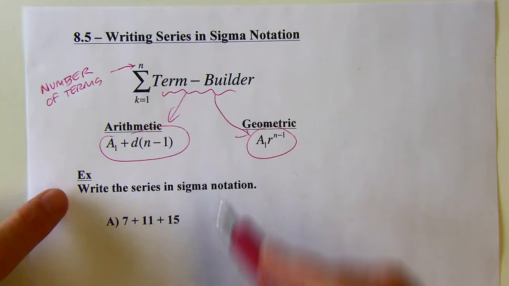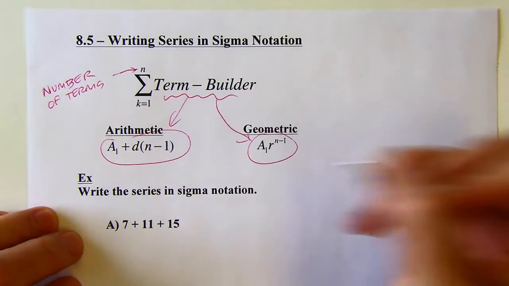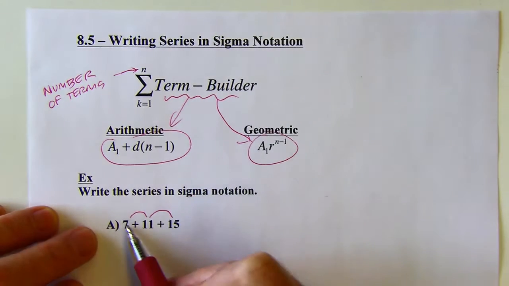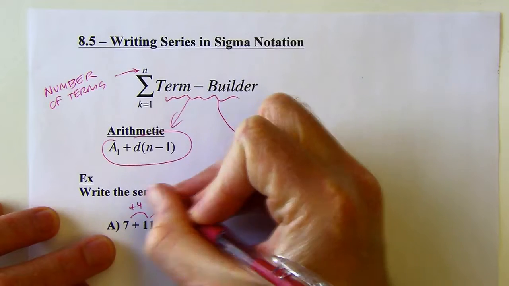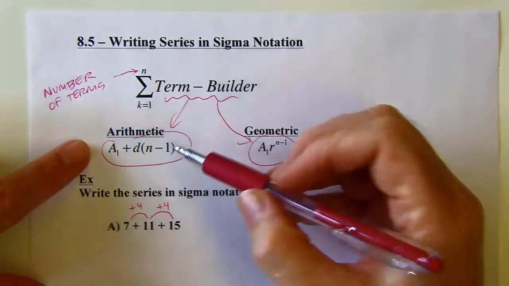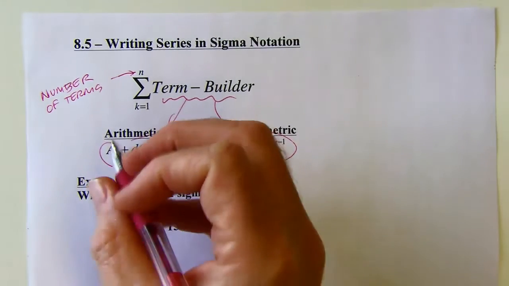So writing this one in sigma notation, the first thing I want to do is think, is this arithmetic or geometric? So I'm thinking, how am I getting from term to term? Let's see, adding 4, adding 4. So I can see this one has a common difference. That means this one's arithmetic, which means I'll be using this formula. Okay, so let me actually start with that part.